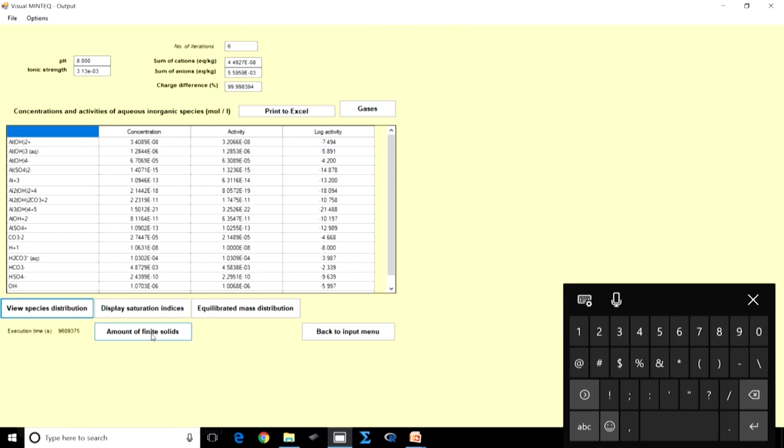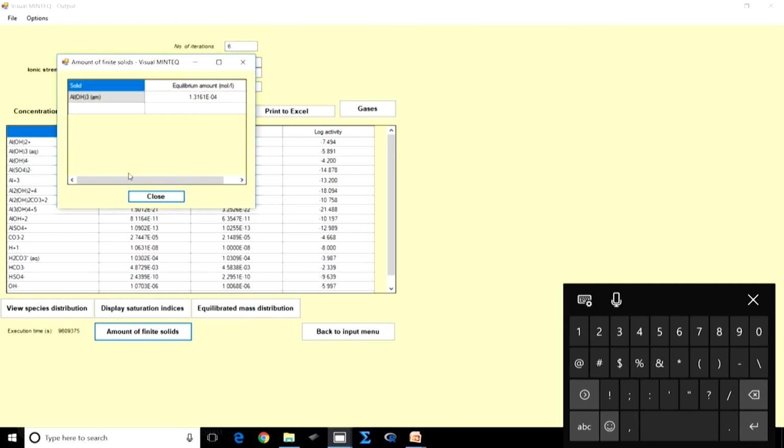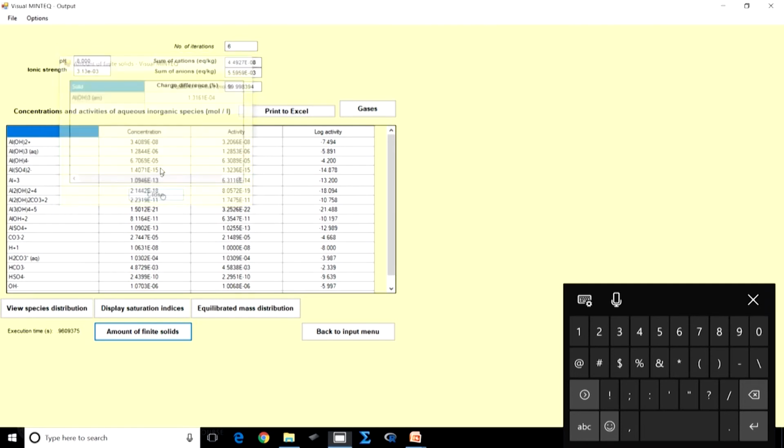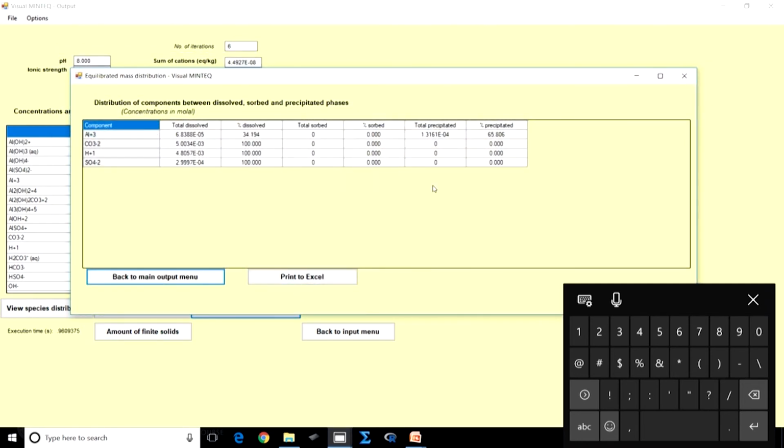So here I have amount of finite solids. The amount of finite solid that's going to precipitate out and be in equilibrium is going to be 1.32 into 10 power minus 4 moles per liter. So that's one particular case, I guess, right? And if I look at the equilibrium mass distribution, it tells me that if I am looking at Al3+, 1.32 into 10 power minus 4 has precipitated, and only 6.83 into 10 power minus 5 is in the dissolved phase. So what does that mean? 65% of Al3+ has precipitated out, and only 35% of the Al3+ that you put into the solution initially is in the dissolved phase.